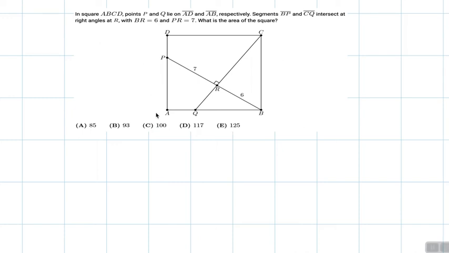In square ABCD, points P and Q lie on line AD, or segment AD, and segment AB, respectively. Segments BP and CQ intersect at right angles at R, with BR equal to 6 and PR equal to 7. What is the area of the square?